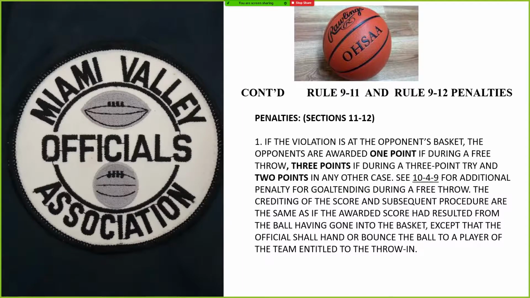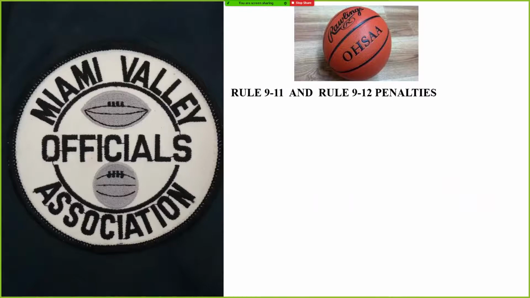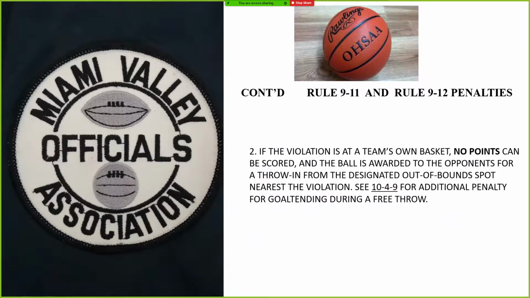The crediting of the score and subsequent procedure are the same as if the awarded score had resulted from the ball having gone into the basket, except that the official shall hand or bounce the ball to a player of the team entitled to the throw-in. Number 2, if the violation is at a team's own basket, no points can be scored, and the ball is awarded to the opponents for a throw-in from the designated out-of-bounds spot nearest the violation. See 10-4-9 for additional penalty for goaltending during a free throw.